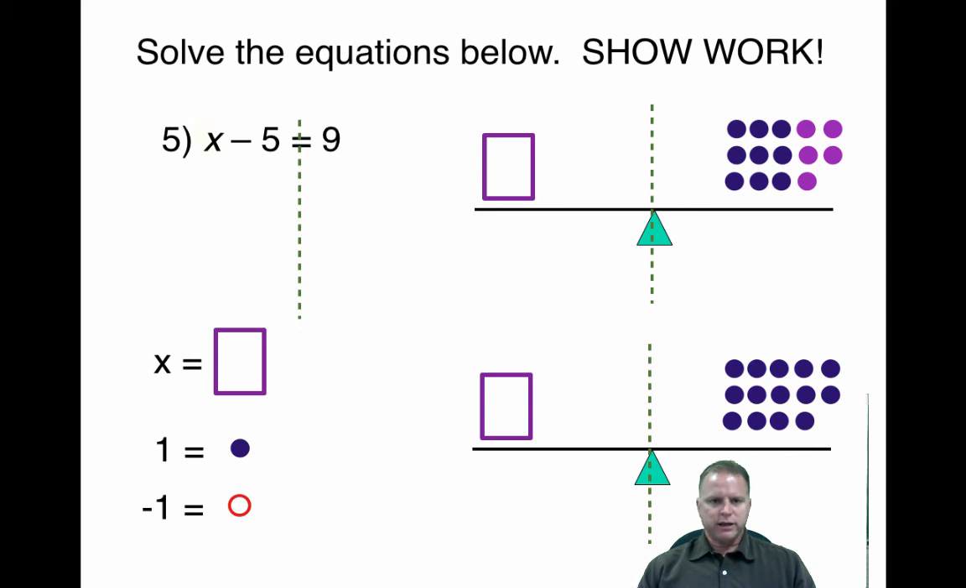Doing that algebraically, identify the variable. It's x. What are they doing to x? Subtracting 5. So we do the opposite. We add 5 to both sides, keeping the equation balanced. A minus 5 and a plus 5 cancel each other out, giving us a big fat 0, leaving x, and we get x is equal to 14. Variable is all by itself, so we're set.